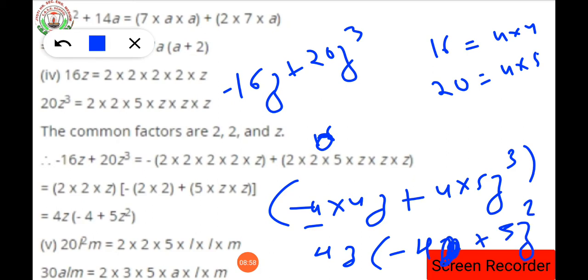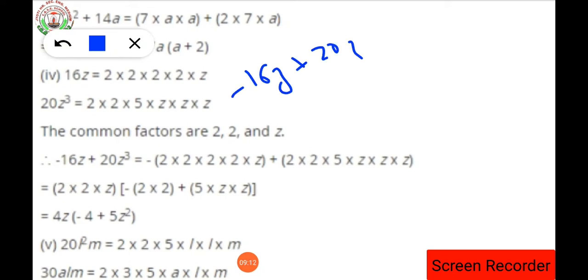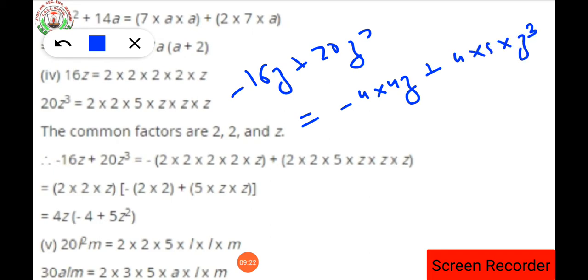Sorry, here we had taken z as a common. So what is the number left out over here? That is 4z into minus 4 plus 5z square. So it can be also written as like this, minus 16z plus 20z cube we are having, isn't it? So minus 4 into 4 into z plus 4 into 5 into z cube.